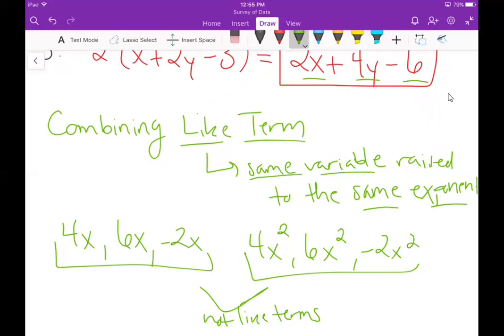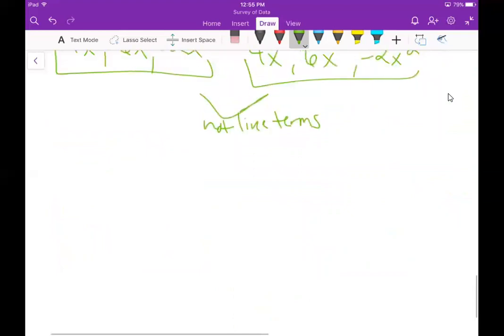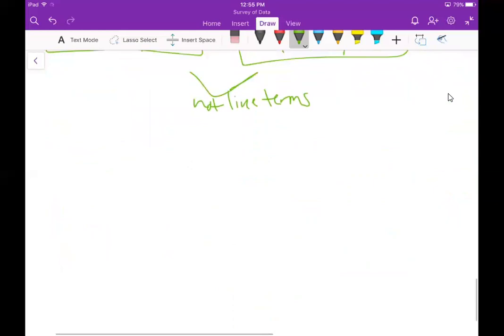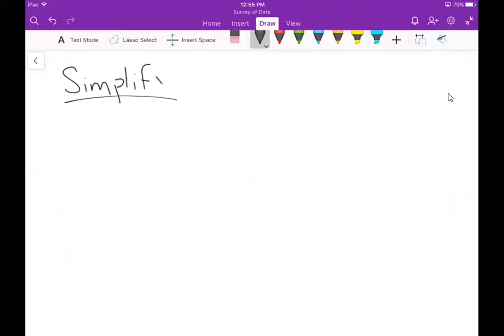So we want to get a little practice on what it actually looks like to combine some of those like terms, because so far we've only combined numbers. So let's look at some expressions where we have to take that step of combining like terms. Okay, so again here we're going to simplify as far as we can. So far we haven't combined anything with variables yet.